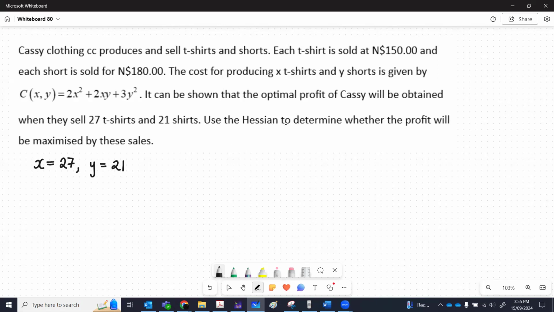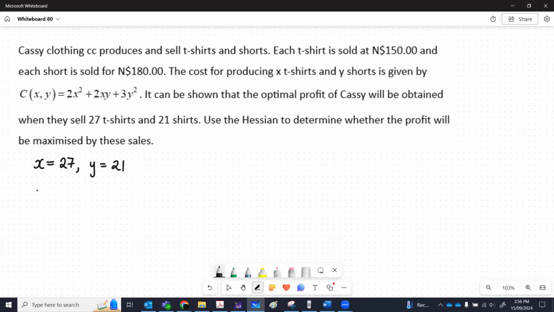Now it says use the function to determine whether the profit will be maximized by these sales. So we know that this is a critical point. Now we want to find out, is this critical point a maximum or is it a minimum? What we're trying to maximize is not the cost, but the profit. And you'll notice that the formula for the profit is not given. So what we need to do is work out the formula for the profit.